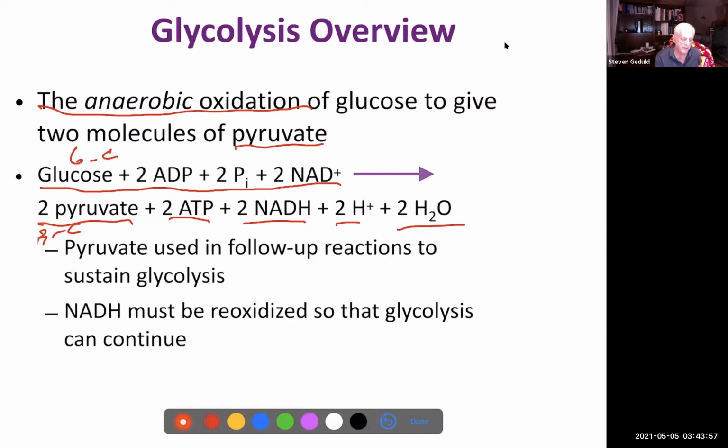So pyruvate is used in the following reactions to sustain glycolysis. That's what keeps glycolysis going. NADH must be reoxidized so that glycolysis can continue. So you have to reoxidize NADH to use it as NAD plus.